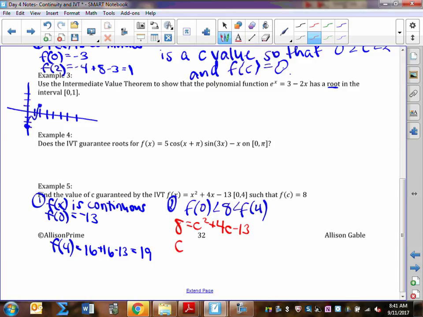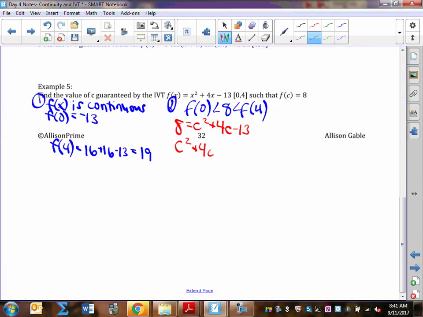All right, so we have c squared plus 4c, subtract 8, minus 21. What do we have this factor into? Good, c plus 7, c minus 3. So what do I get for my two potential c values? Okay, negative 7 and 3.